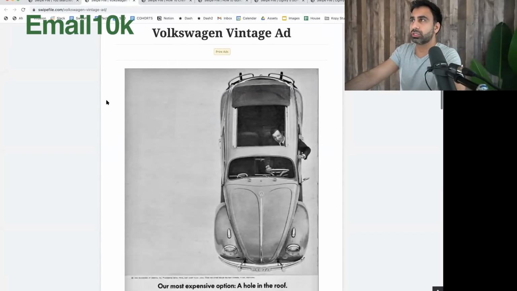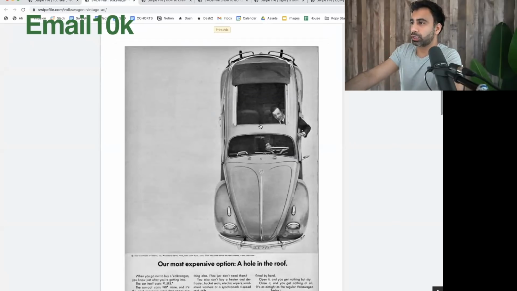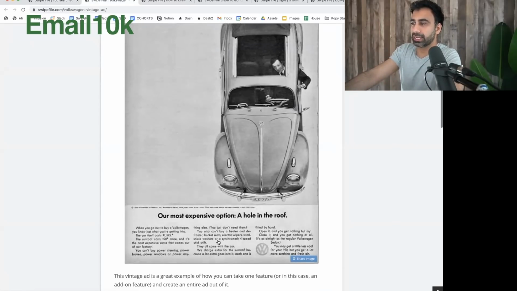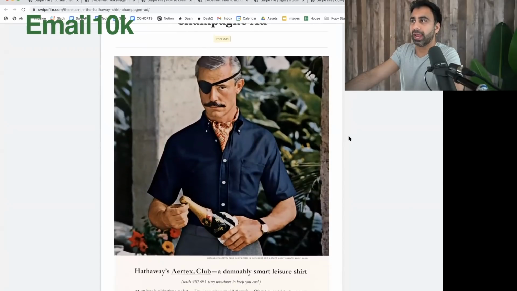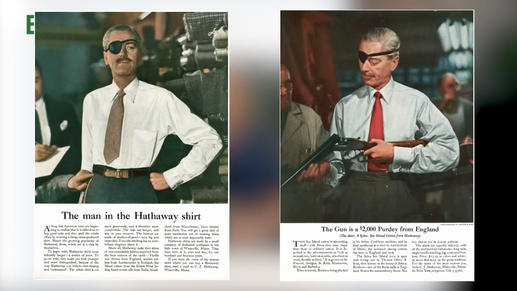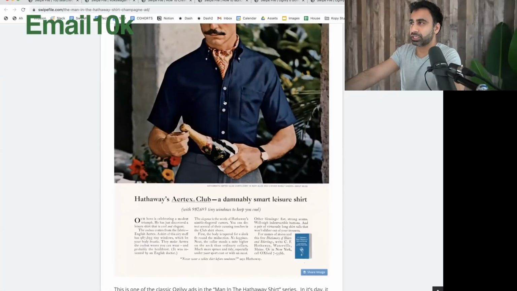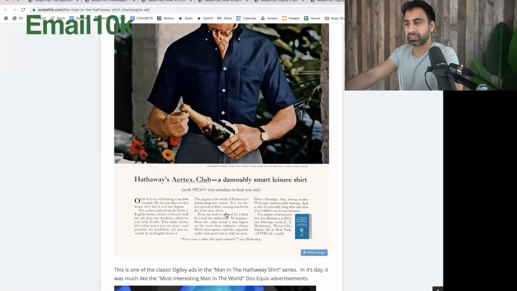There was this whole selection of Volkswagen ads that were Ogilvy style that were just a big picture, a headline, and text. And this was his classic style. This was a really famous one called The Man in the Hathaway Shirt. There was a whole series of ads like this that I've actually printed out and kept in my bedroom. They're so good. It's just a nice looking image that's attention grabbing. It's got a headline and a bit of text.